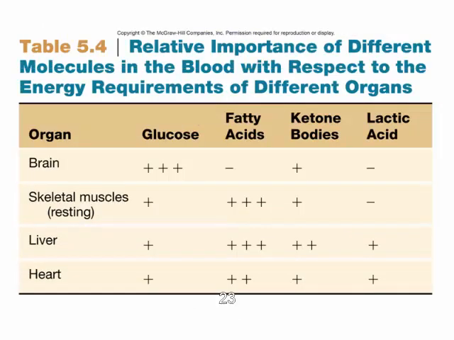The last slide is table 5.4, the relative importance of different molecules in the blood with respect to the energy requirements of different organs. Okay, that's a mouthful. Let's see. What is it really saying? It's saying these are the organs and this is what it prefers to use as energy. And you already know this. Brain likes glucose. So you need a little wake up for your brain. Maybe you have a little sugar, right? Maybe a little candy snack, right? Something to give you a little bit of glucose.